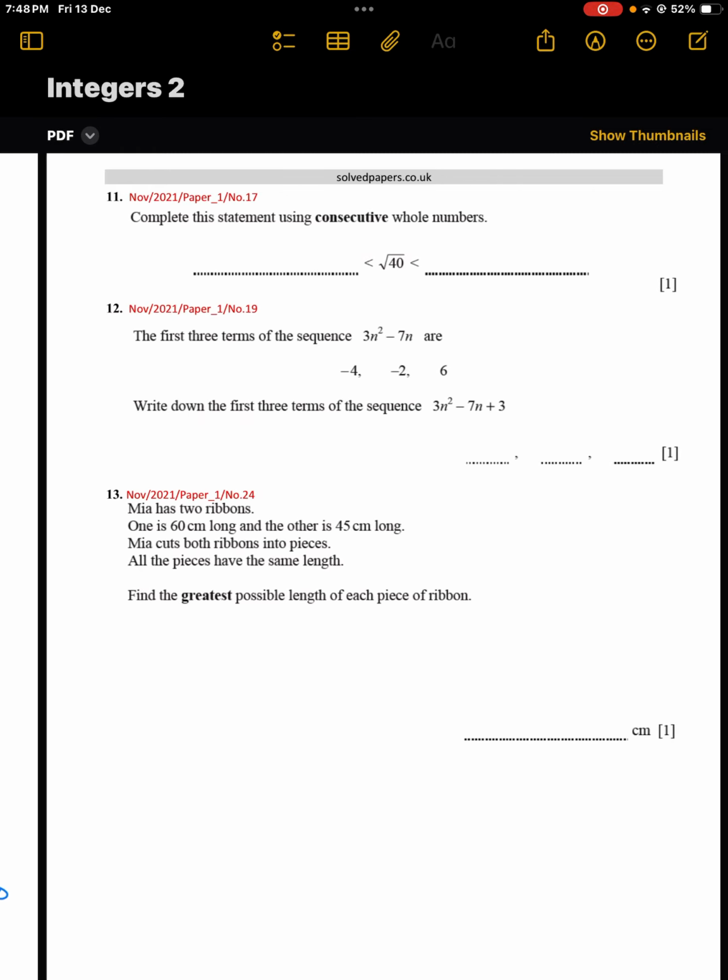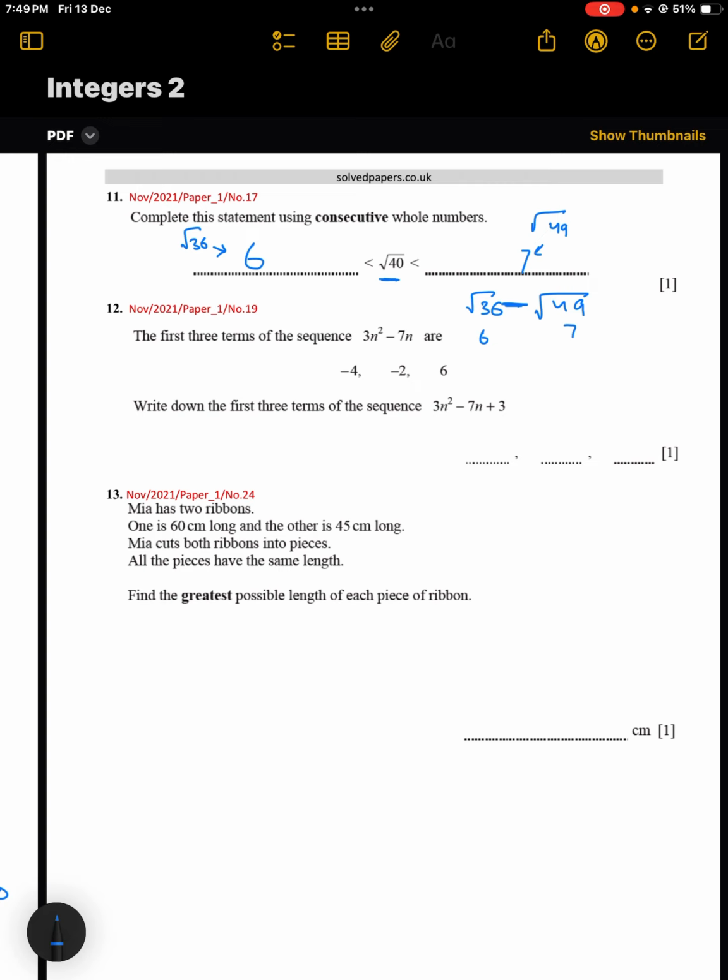Moving to next question, and it says complete this statement using consecutive whole numbers. As we have discussed earlier in this video, 36 under root gives us 6. 49 under root gives us 7, and this is in between these two numbers. So here it will be 6 and here it will be 7, by keeping in mind that 49 gives us 7 and 36 gives us 6. Okay, moving to next question.